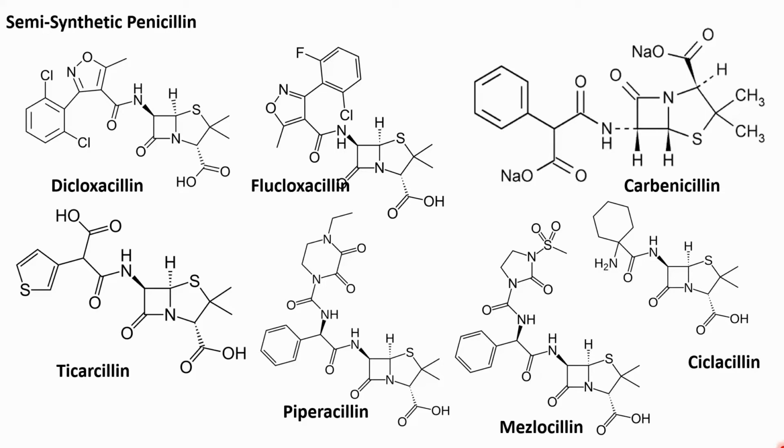Other examples of semi-synthetic penicillins are dicloxacillin, flucloxacillin, carbenicillin, ticarcillin, piperacillin, mezlocillin and azlocillin. So you can see many examples of semi-synthetic penicillin, and in all these examples one thing is common, the presence of the beta-lactam ring. Because of that these all are included as beta-lactam antibiotics and they are derived from naturally obtained penicillin.